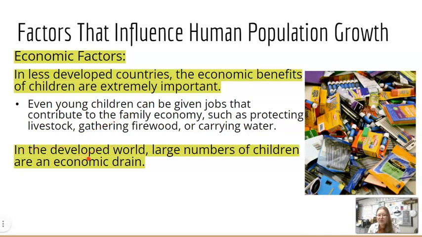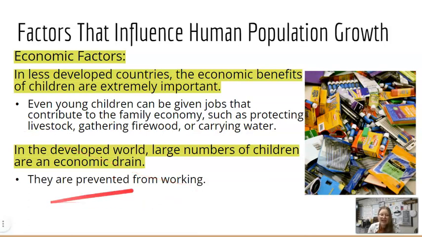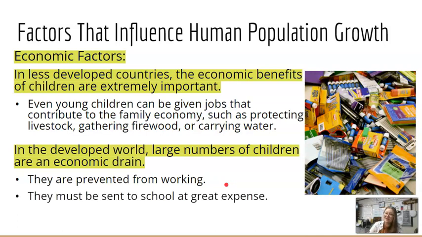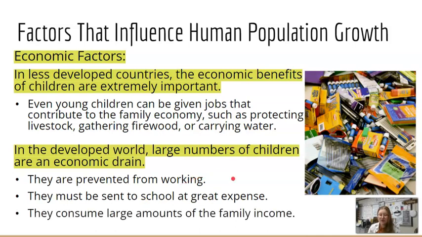In the U.S., which would be a developed world, large numbers of children are an economic drain. They cost a lot of money. They typically cannot work until the age of 16. There are some exceptions, but you're not putting them to work immediately. It's a requirement that they are sent to school. School costs money typically. So even if you're not paying for the schooling, you're paying for the school supplies. So they consume large amounts of the family income.